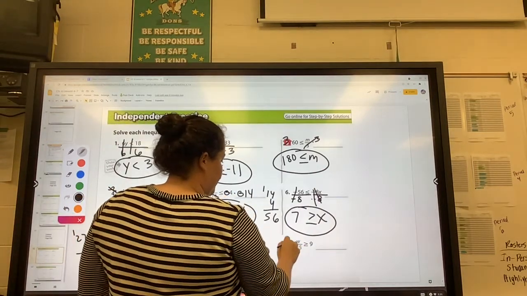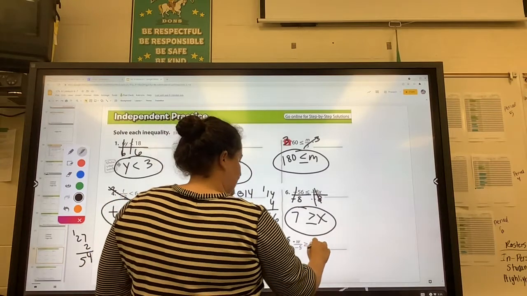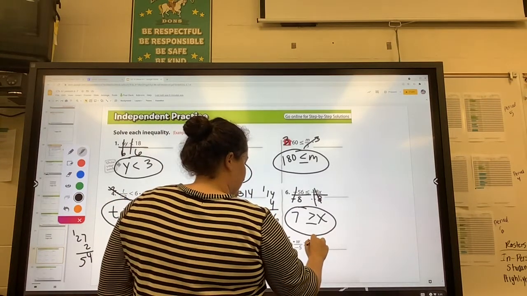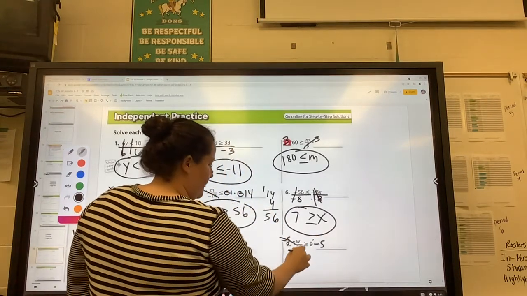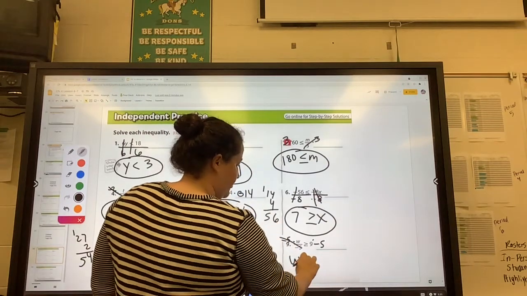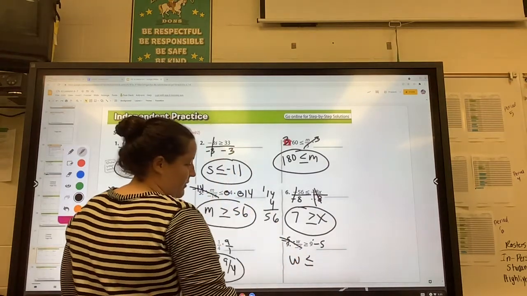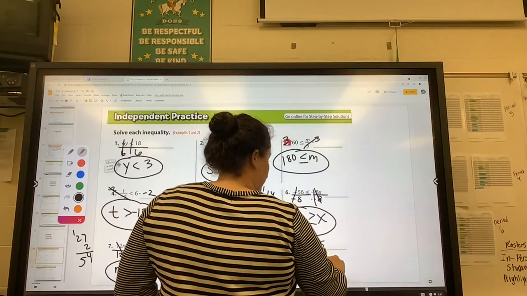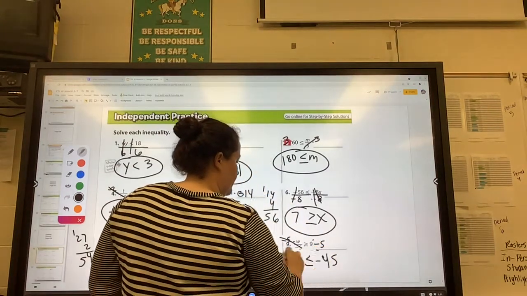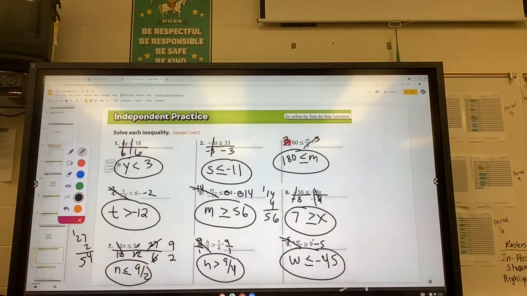W divided by 5, so multiply by -5 on both sides. The -5's cancel. W, flip the symbol, is less than or equal to. 9 times 5 is 45. One negative means it's negative, and that is how you solve those. Double check your work. You can plug them back in and double check that they make sense.